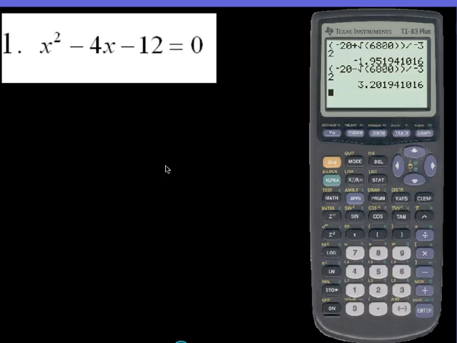Okay, so this is the first of the factoring. So I don't really need my calculator anymore. Okay, and so let's just get to it, right? Okay, so pretty simple, straightforward one here.